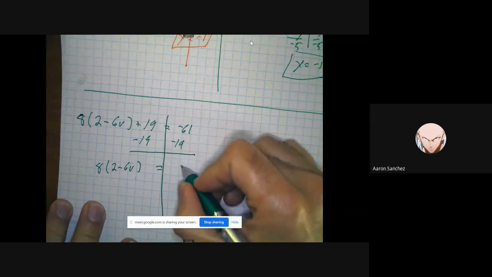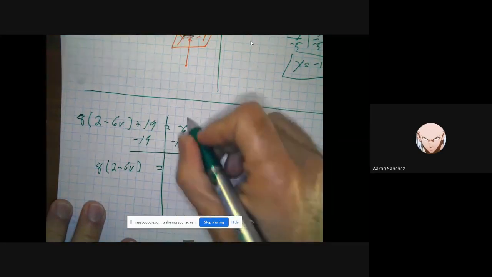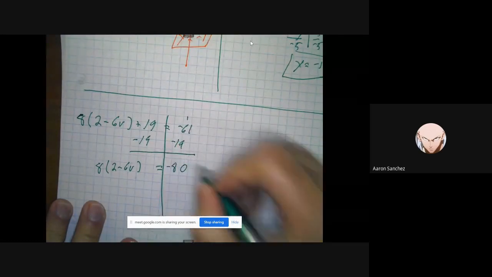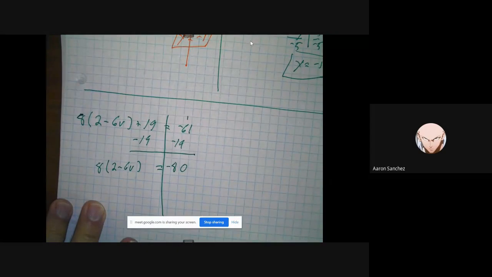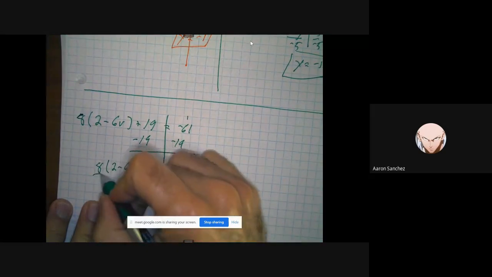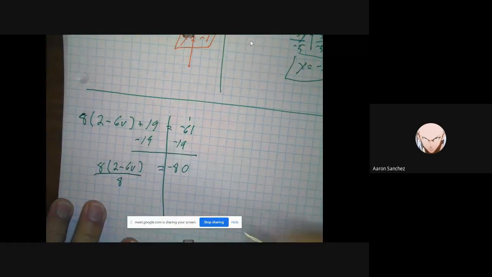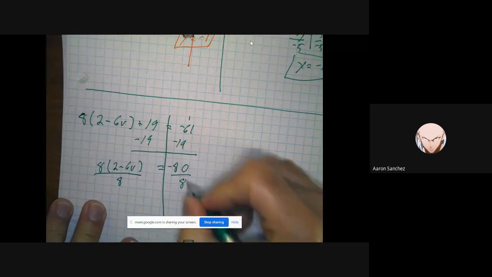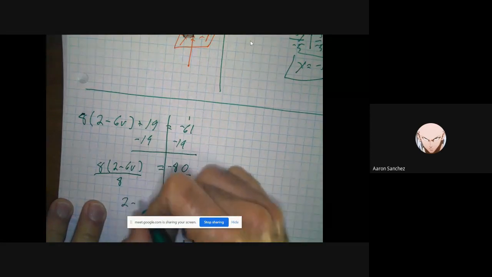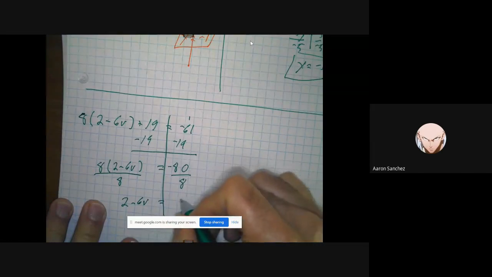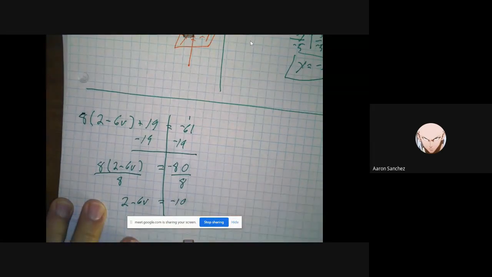So this will be 0, carry the 1, 6, 7, 8. Negative 80, because it's 2 negatives. I got to add them, right? I added those up. Now, instead of doing the distributive property, I would divide by 8. I just get rid of the 8 instead of using the distributive property. Divide by 8, then 2 minus 6v equals negative 80 divided by 8 is negative 10.